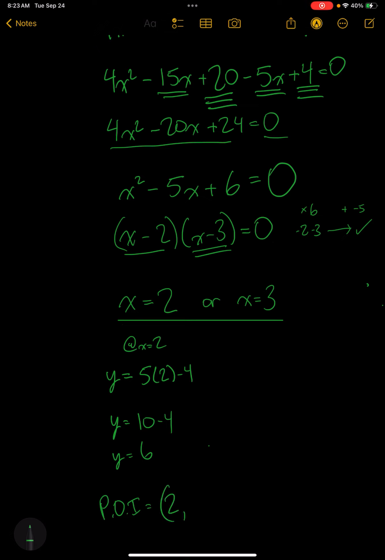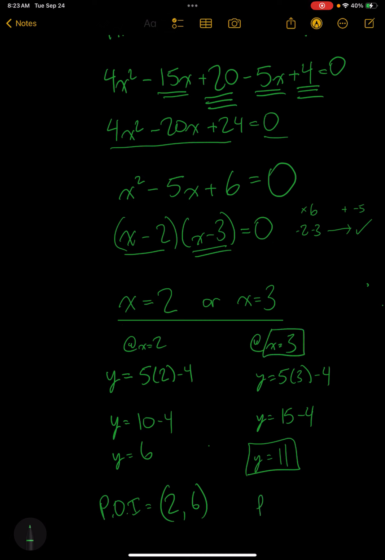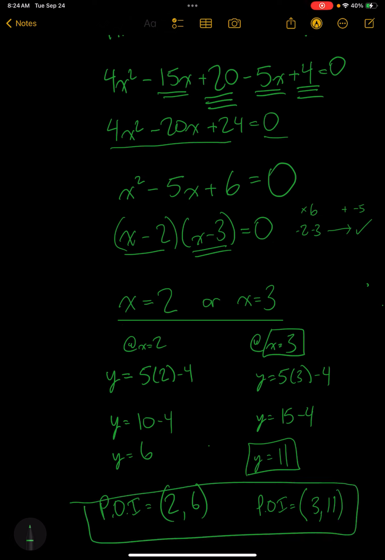So one point of intersection is 2, 6. And at x equals 3, y is going to equal 5 times 3 minus 4, which is 15 minus 4, which is 11. So x is 3 and y equals 11. Another point of intersection is 3, 11. And that's how you find the points of intersection between a line and a quadratic.